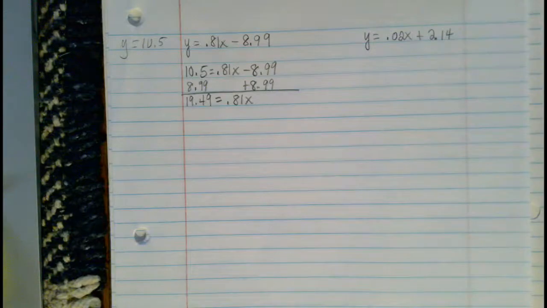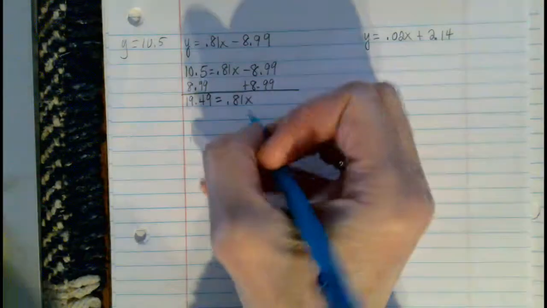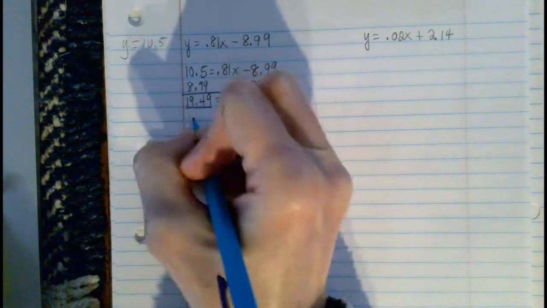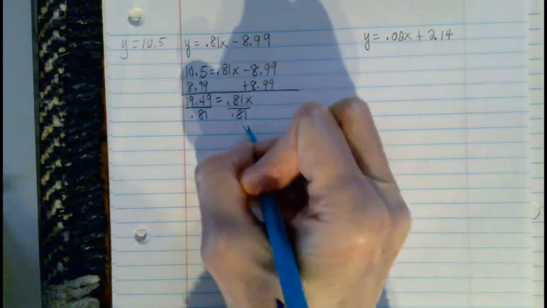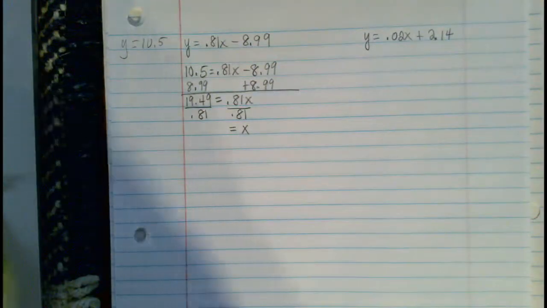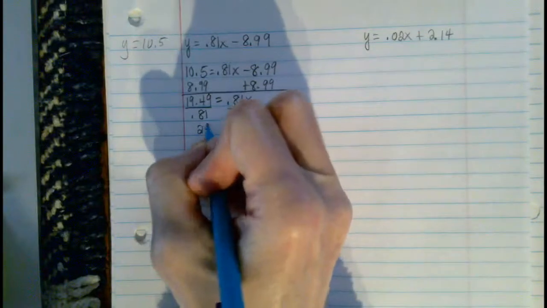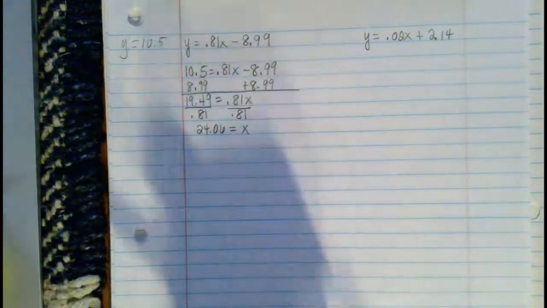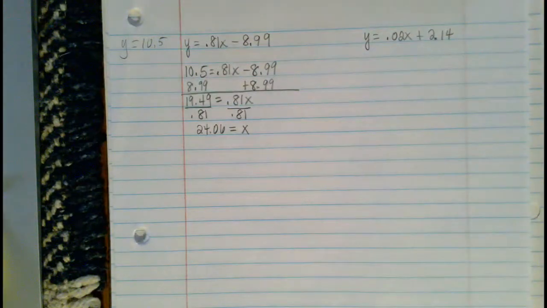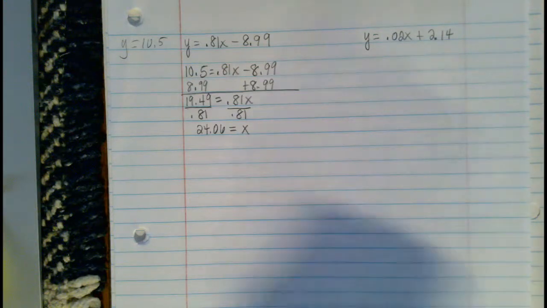Again, what we're trying to do is get x by itself, so we're going to divide both sides by 0.81. When we do that, we get x equals, and again, type that into Desmos, but we end up with 24.06 inches. And you can find that in your choices in Edmentum. Mine is the first choice, but it might not be the first choice on yours.